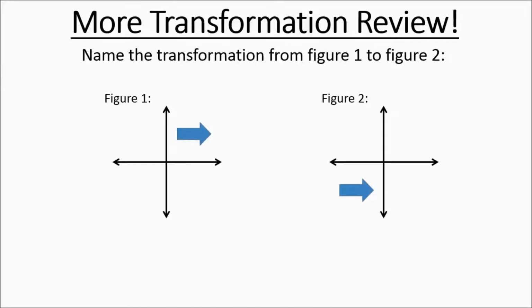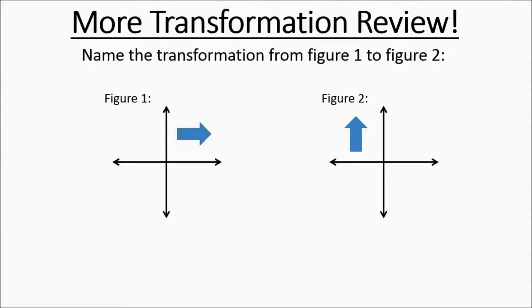So for this one, we're going to name the transformation that takes place, going from figure 1 to figure 2. So the arrow was originally in quadrant 1, and now it's in quadrant 3, but it's facing the same direction. This is going to be a translation, a down and left or left then down translation. That's when you're sliding it around.